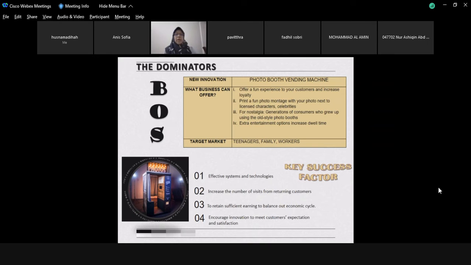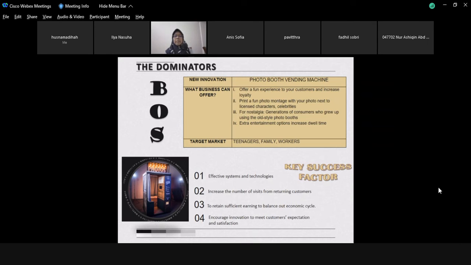Now, balik pada Ilya, can you help us out in this one? Okay, for the blue ocean strategy, like Fadi said just now, the innovation is photo booth vending machines. The business can offer a fun experience to your customer and increase loyalty. Print a fun photo montage with your photo, like with the celebrities or football players. And third one is for nostalgia. You can take a photo but in old style photo themes. And this photo vending machine is extra entertainment.